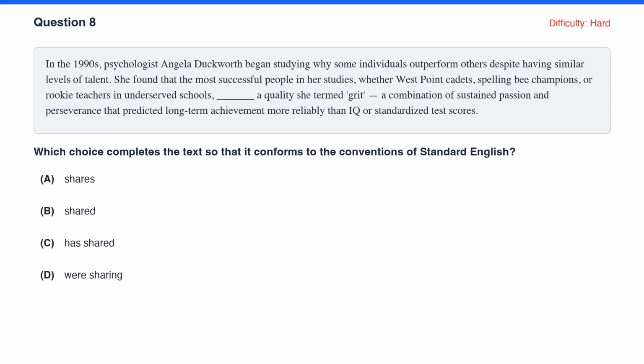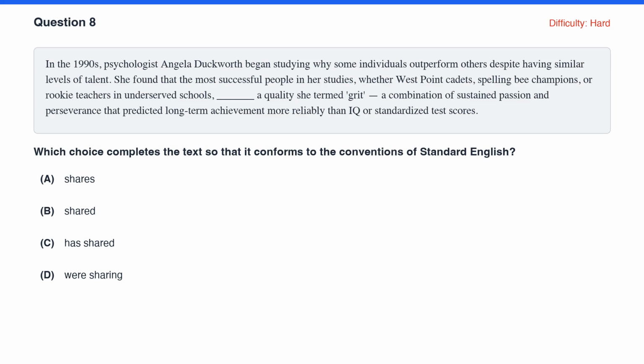Past perfect. Last one, Angela Duckworth's grit research. The subject is the most successful people, but look at what sits between it and the blank: whether West Point cadets, spelling bee champions, or rookie teachers in underserved schools. That's a massive appositive designed to make you lose track of the subject. Bracket it out. The most successful people, and the blank. Subject is people, plural. Time frame: in the 1990s, began, found, all past tense.